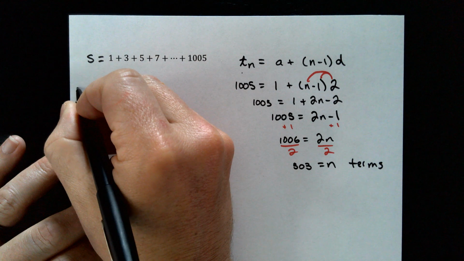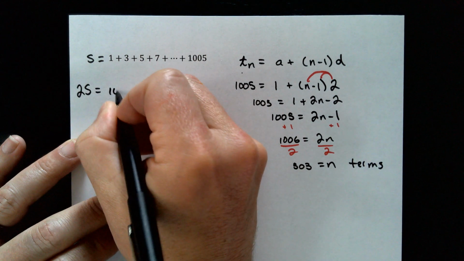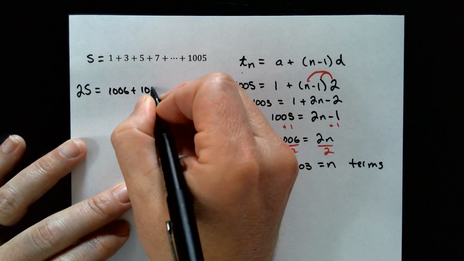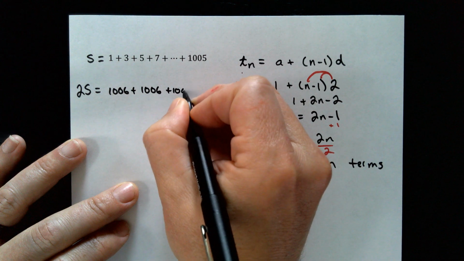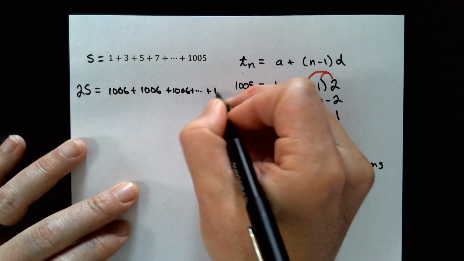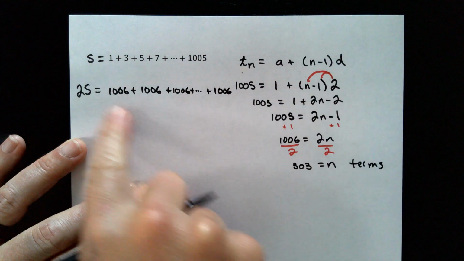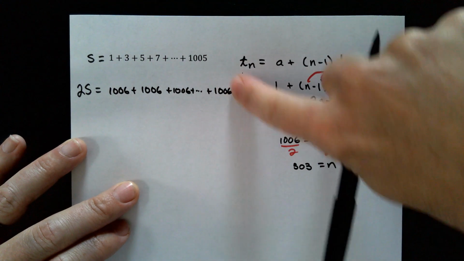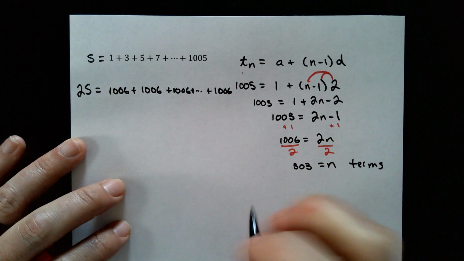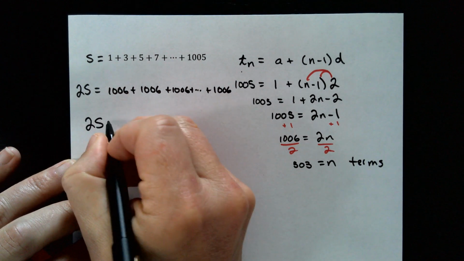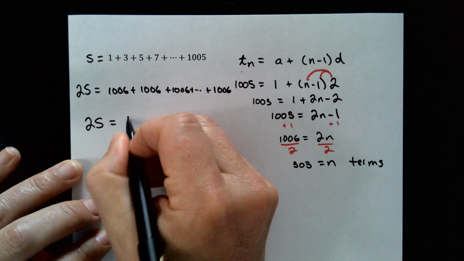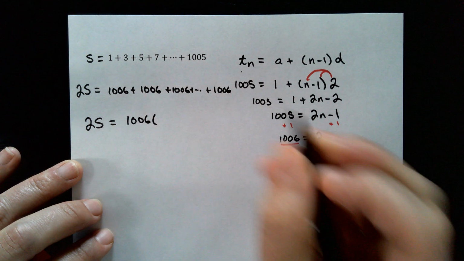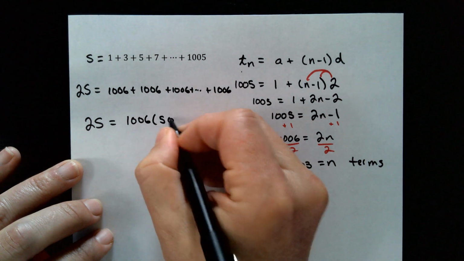So 2S is equal to 1,006 plus 1,006 plus 1,006 plus ... plus 1,006. Okay, and how many of those terms do we have? Well, we have the same number of terms as this. That's the same trick we did last time, right? So there's 503 terms. So 2S is equal to 1,006, and how many times does that happen? 503.